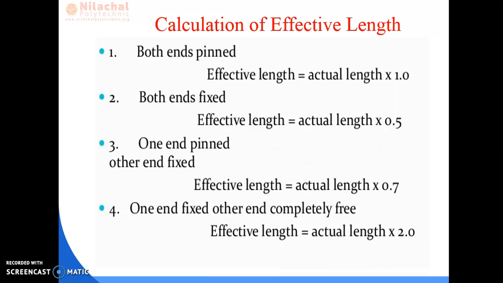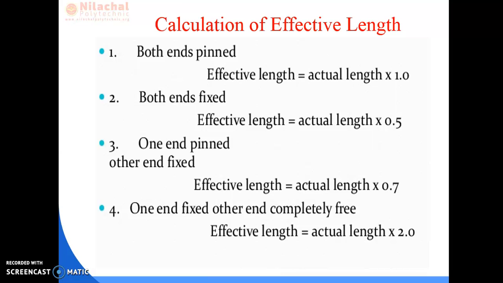Let's go for calculation of crippling load in various end conditions of the column. There are four end conditions of the column. One is both ends pinned. Second, both ends fixed. Third, one end pinned and the other end fixed. Lastly, one end fixed and the other completely free.